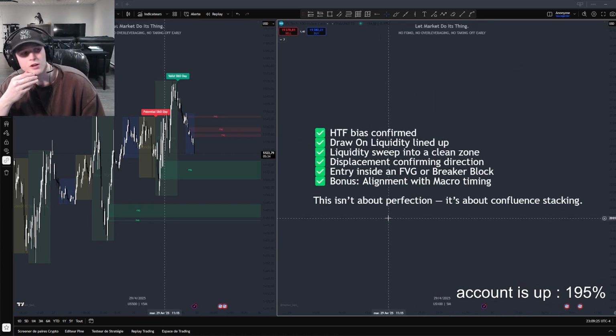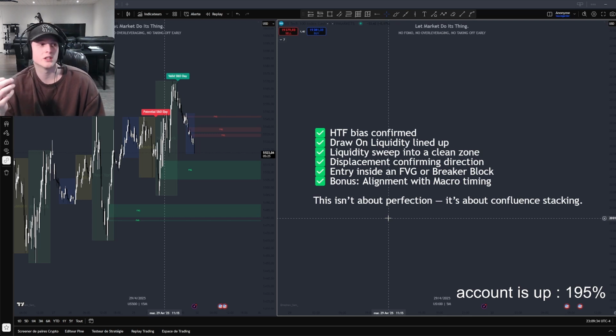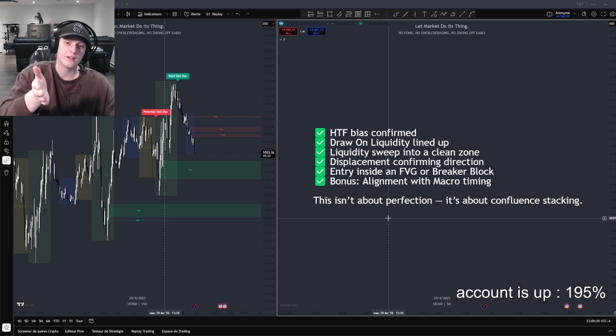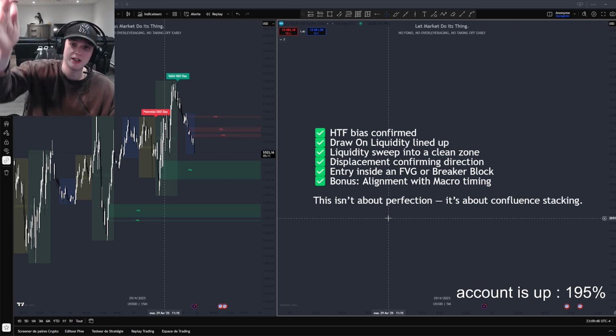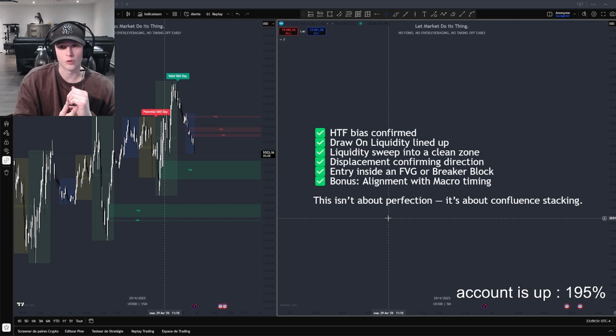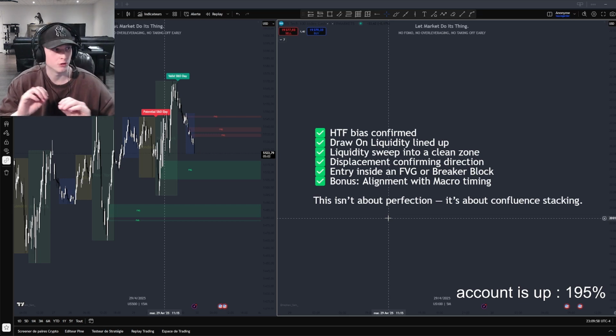Like I wrote here, this isn't about perfection, it's about confluence stacking. Is your high time frame bias confirmed? Do you have your draw liquidity lined up? Do you get your liquidity sweep into a clean zone, sweeping all the liquidity that you need, or sometimes just some liquidity that you need? And the liquidity sweep has to happen opposite of your draw liquidity. Do you have displacement confirming your direction? You have your entry in the fair value gap and breaker, and as a bonus to make this an A++ trade, are you in a macro? If you're in a macro, you're golden, okay?